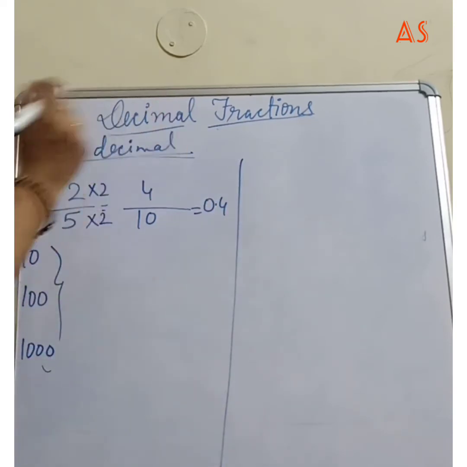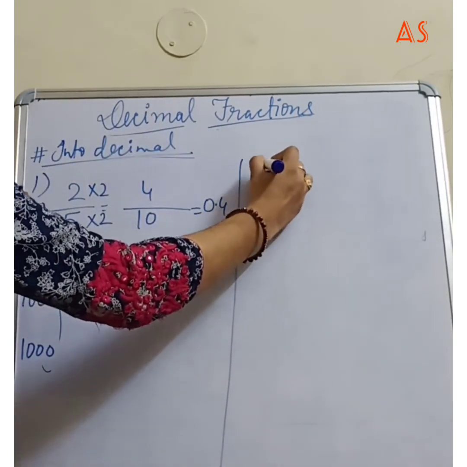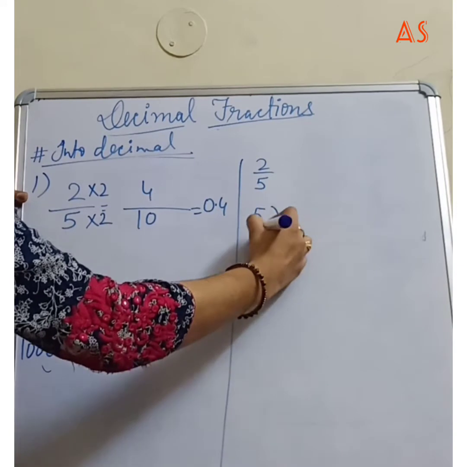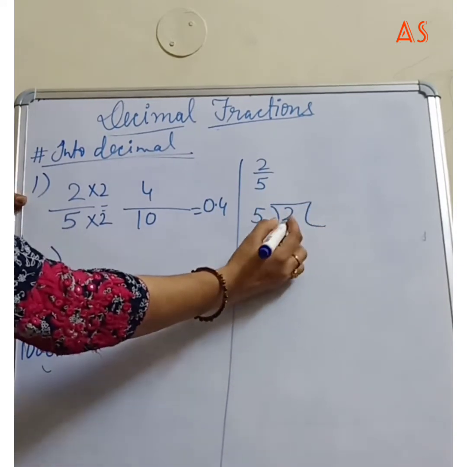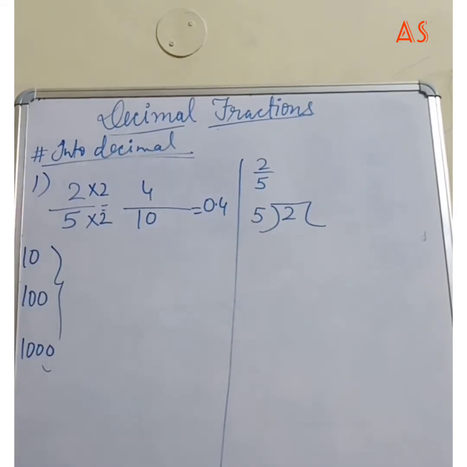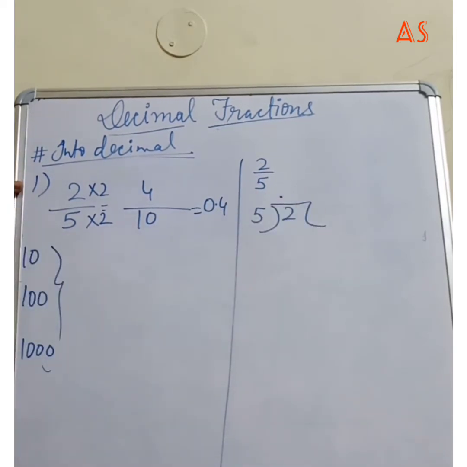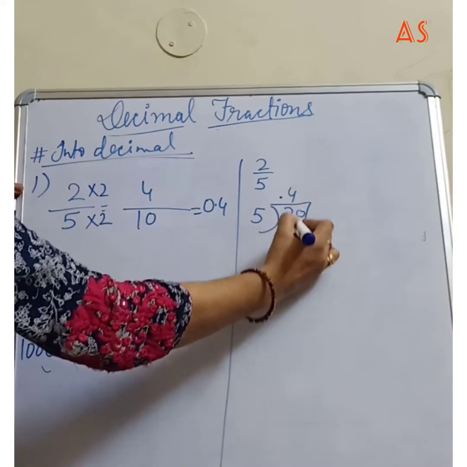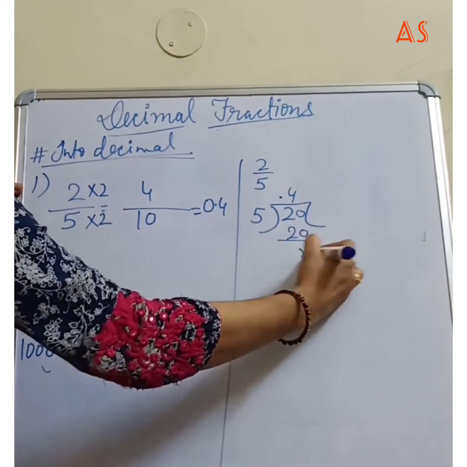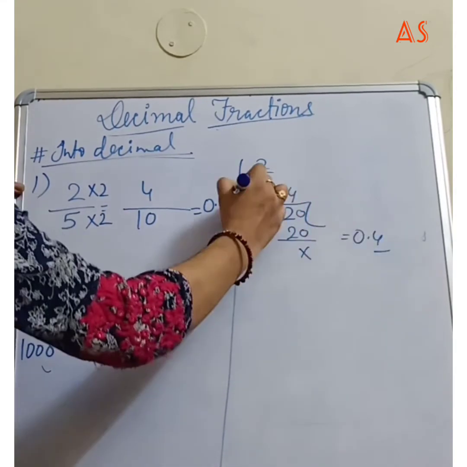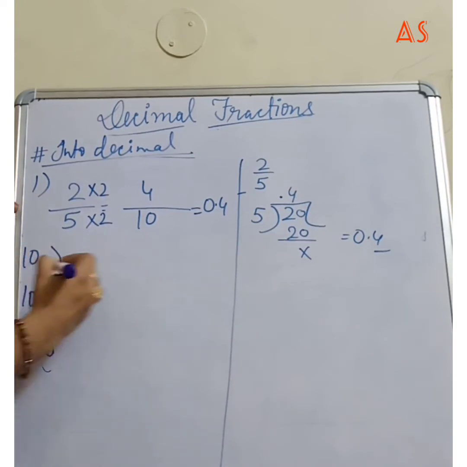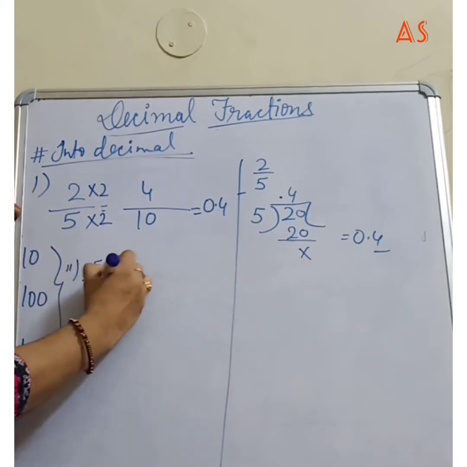Another method: 2 upon 5, we will divide 2 by 5. After the decimal, if the value does not divide, meaning we are dividing our numerator, then we can insert a decimal in the answer and insert 0 ourselves. Now 5 fours are 20, so the answer is 0.4. Same answer. One more, suppose 5 upon 4.